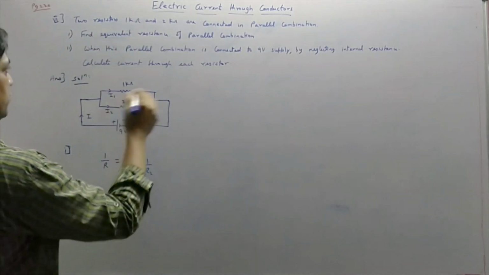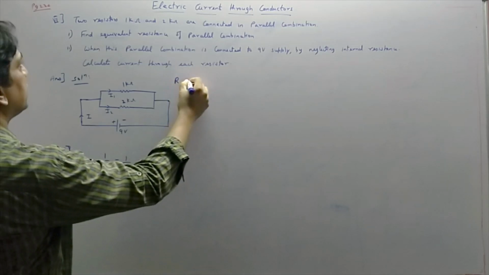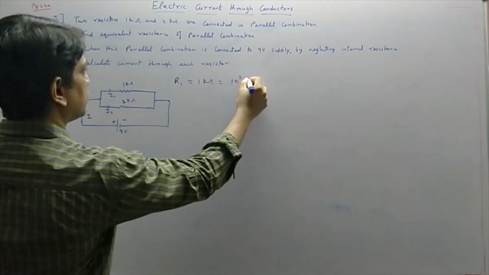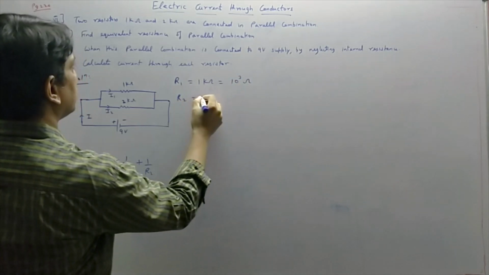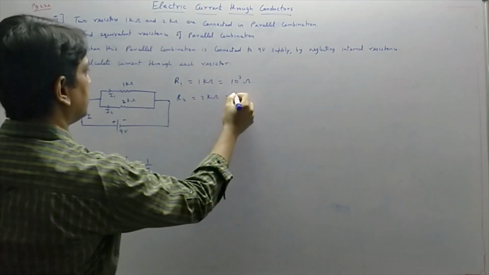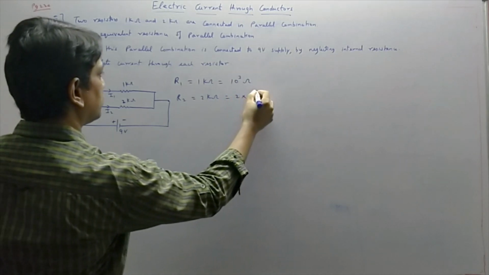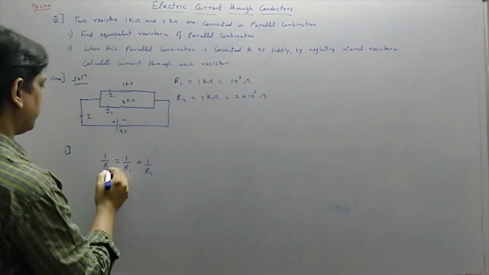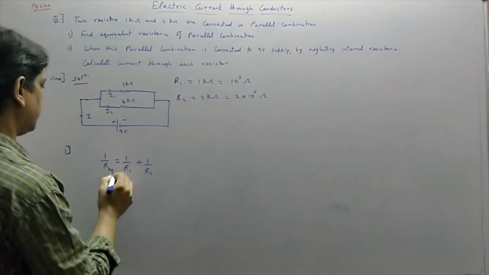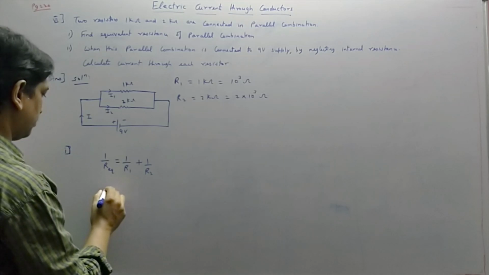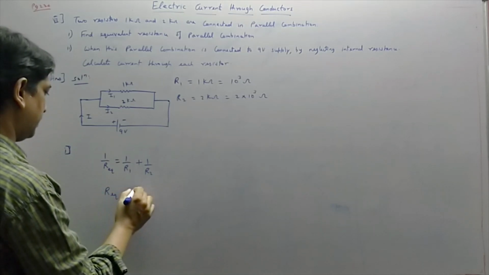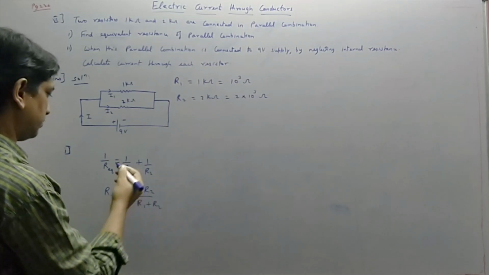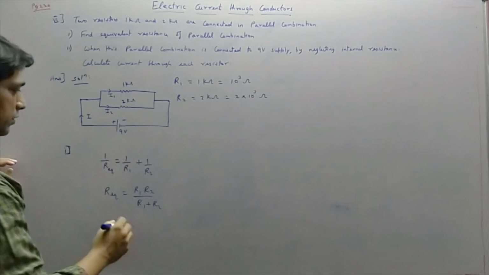So R1 is 1 kilo ohm, that means 10 raised to 3 ohms, 1000 ohms, and R2 is 2 kilo ohms, which is 2 into 10 raised to 3 ohms when we write in ohms. Here, for the equivalent resistance in parallel, we can just write R1 into R2 upon R1 plus R2, which comes from taking R1 plus R2 and then the reciprocal.